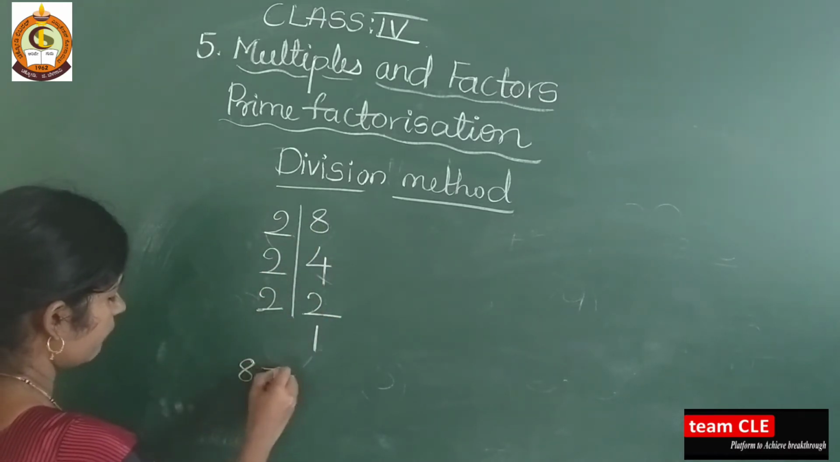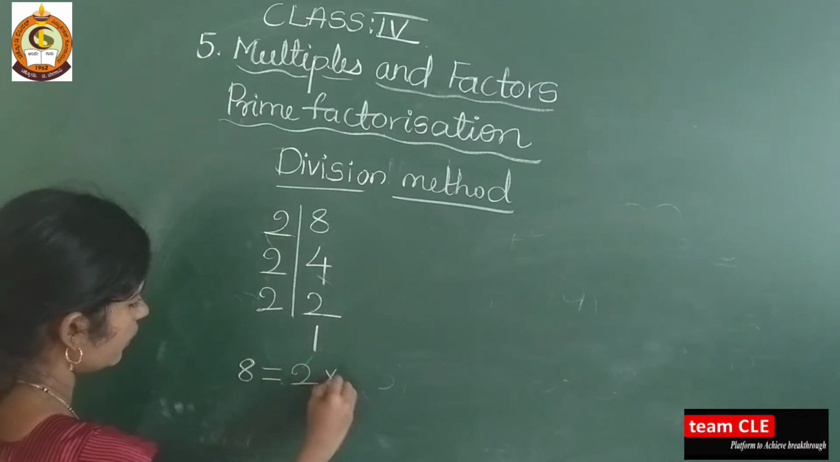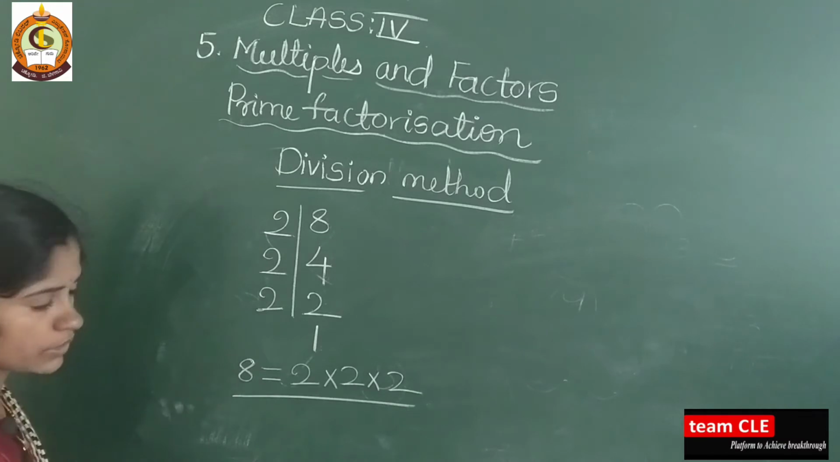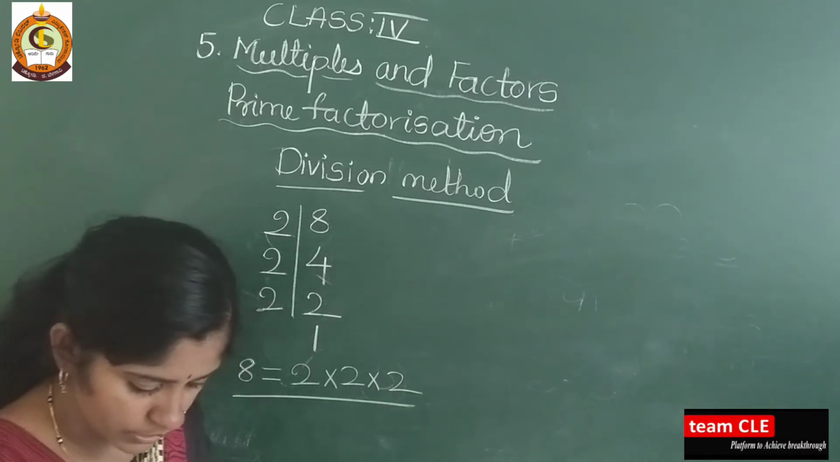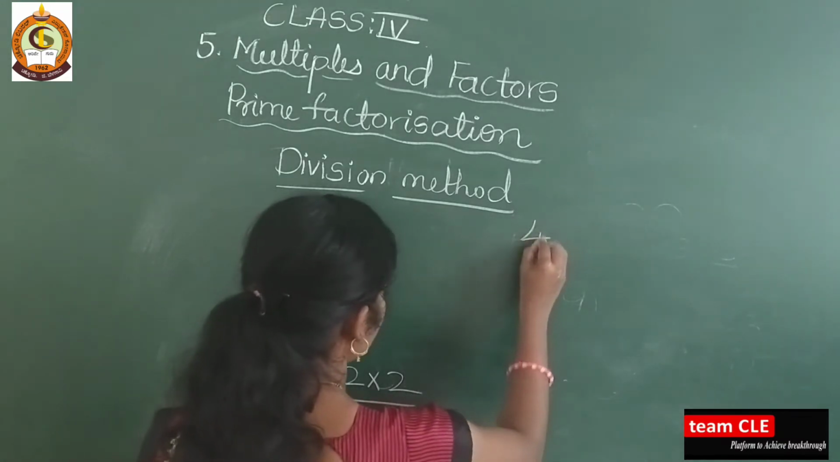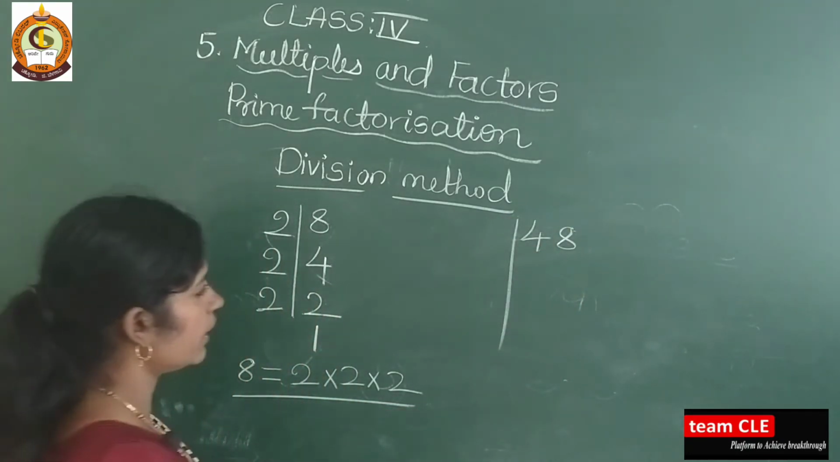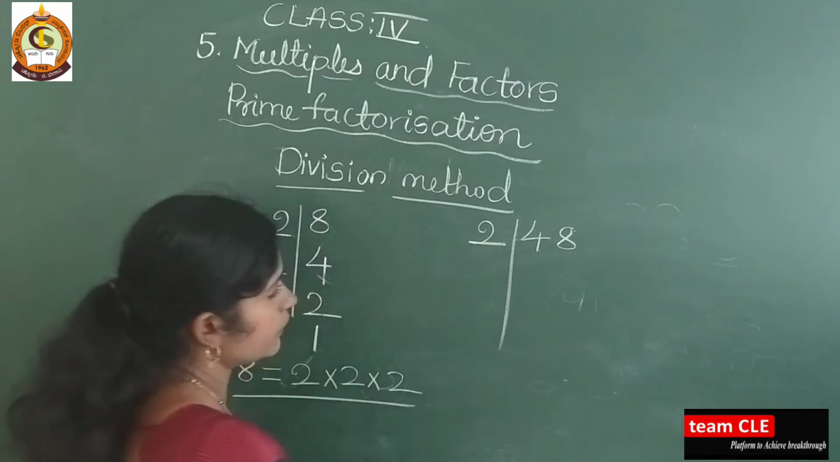Therefore the prime factors of 8 are 2 into 2 into 2. Okay, so this type you have to write. Next here I will take 48. So divide here the number. Next see here, take 2.